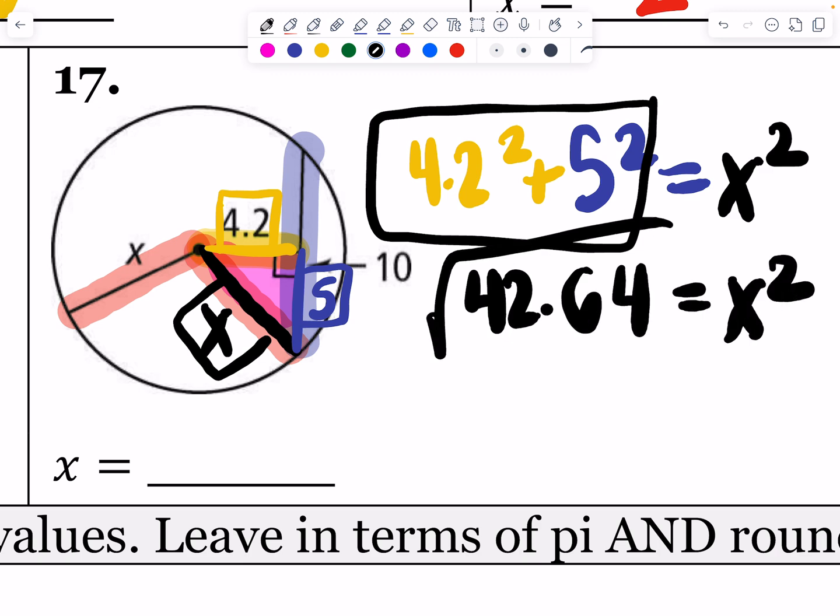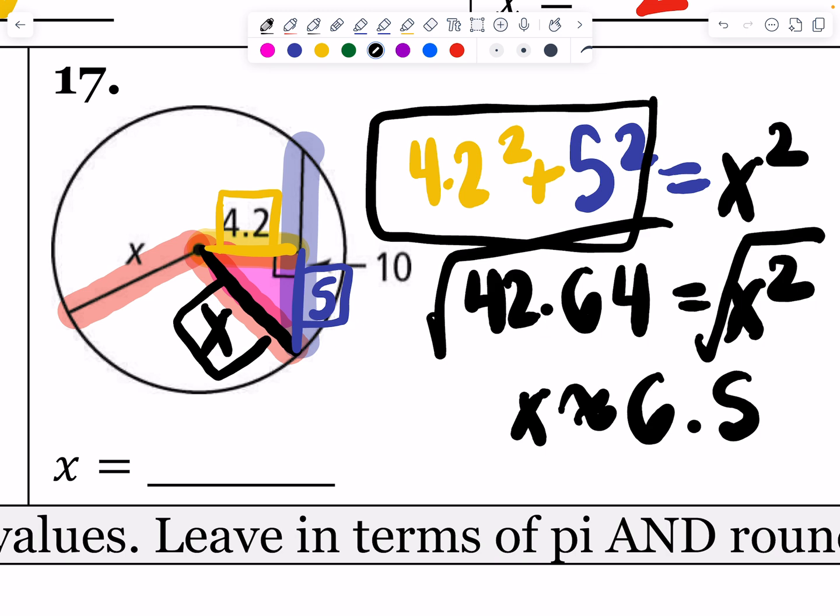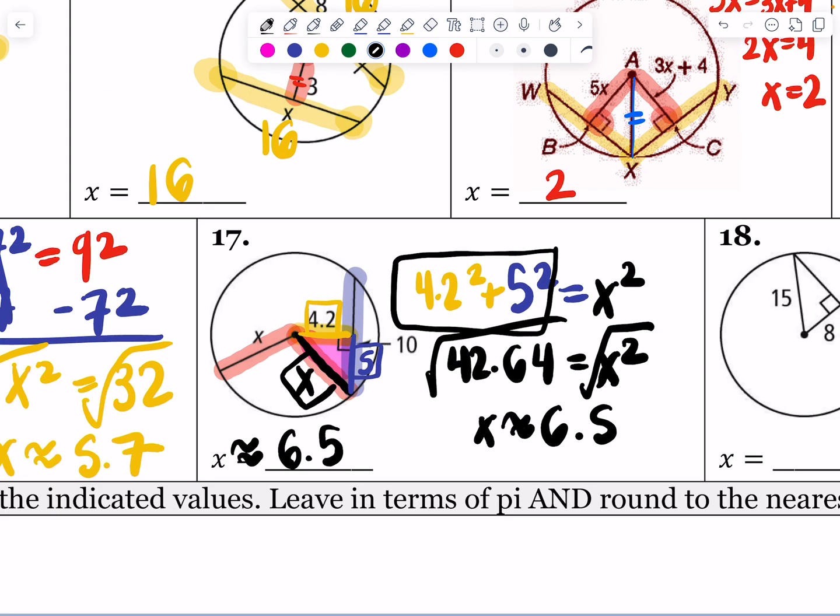So I'm going to take the square root of both sides, because it does tell me to round to the nearest tenth. That's going to be about 6.5. Again, I always like to make sure that makes sense as an answer. That should be my hypotenuse, so it should be bigger than 4.2 and 5, and in fact it is.